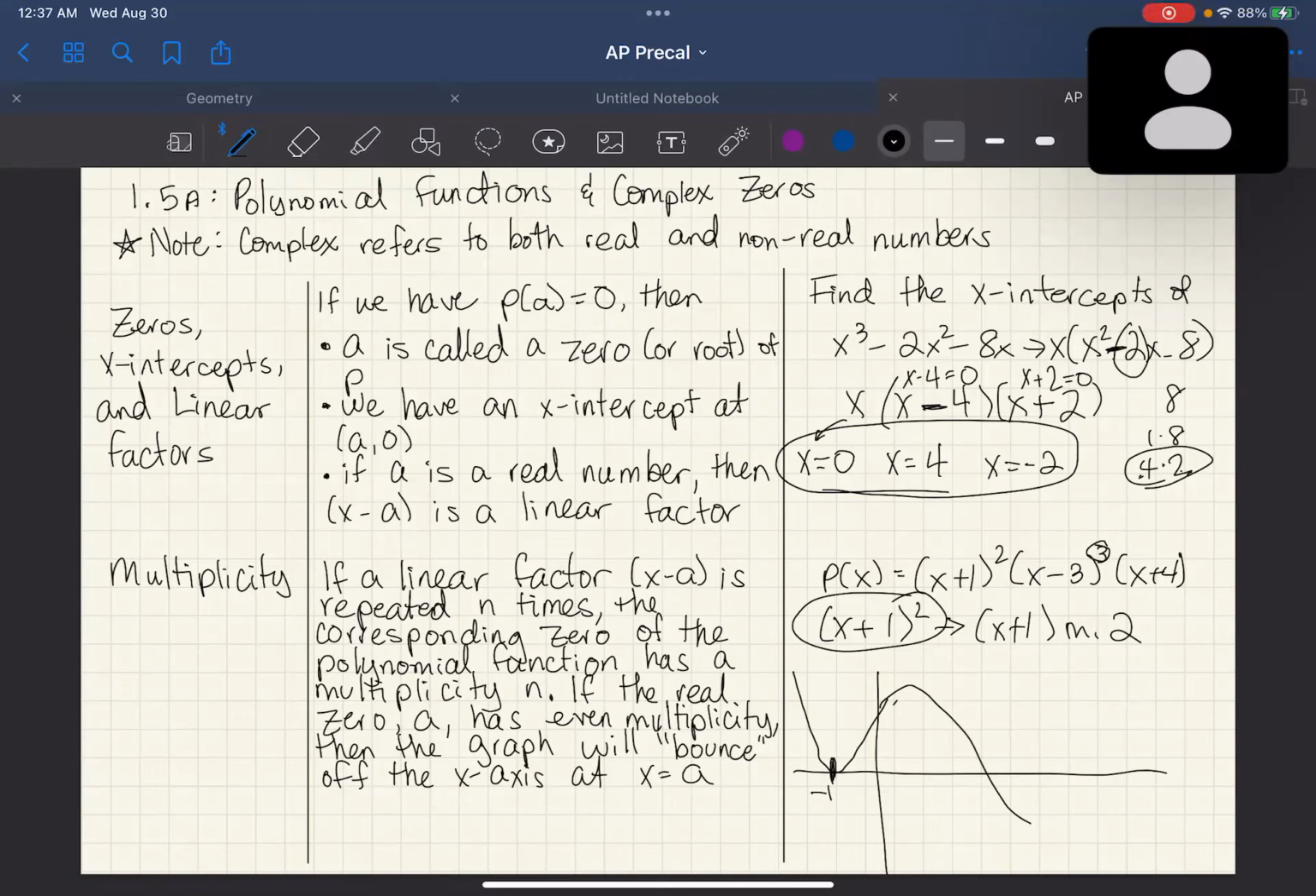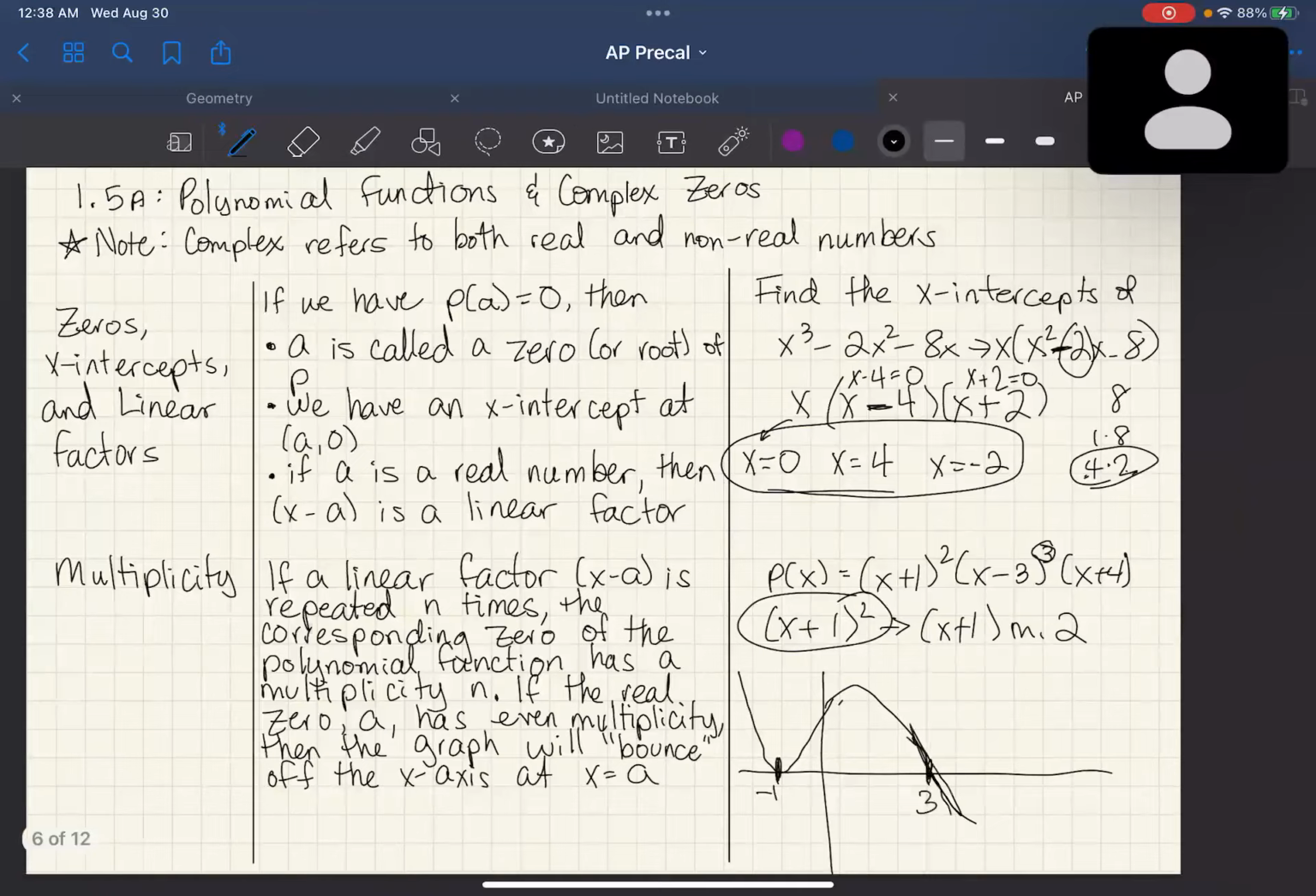Okay. Now, at x minus 3, which means it's going to be a positive 3, my multiplicity is an odd number, so it's going to pass right through the x-axis. And the same thing with that x plus 1. 1 is an odd number, so it would pass right through that.